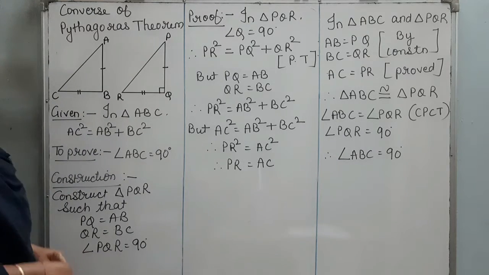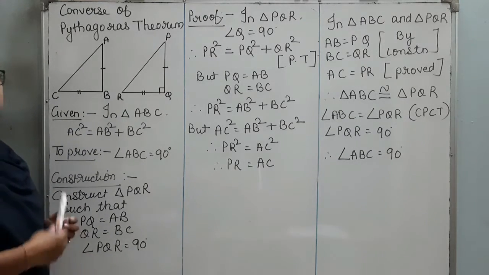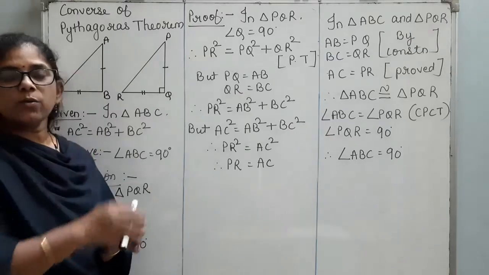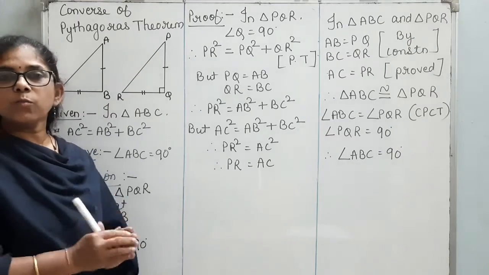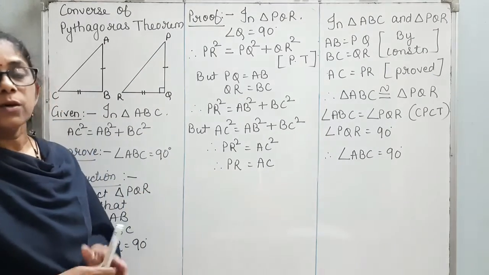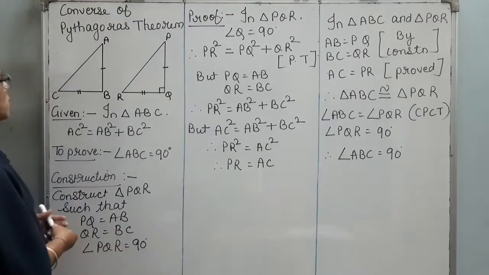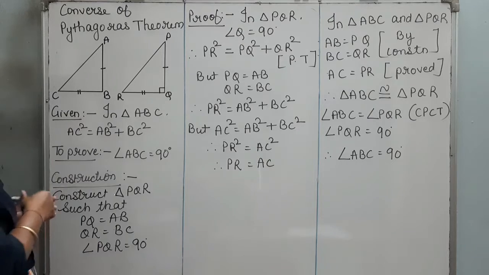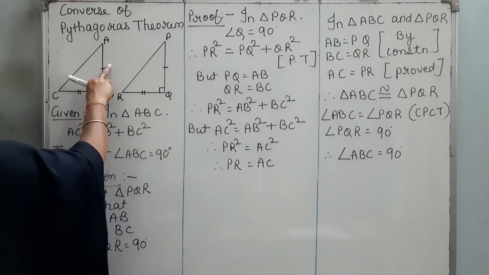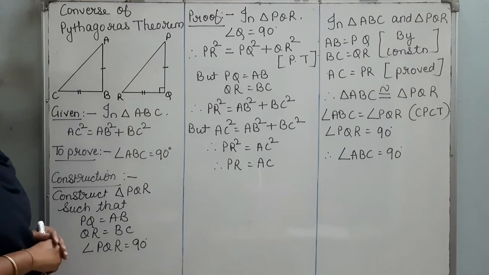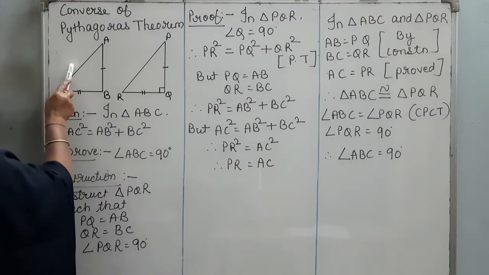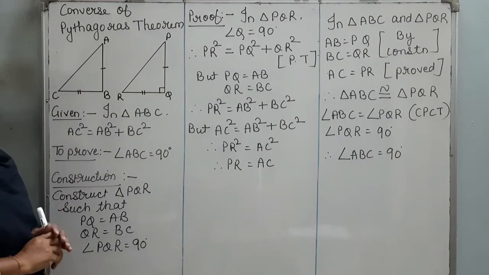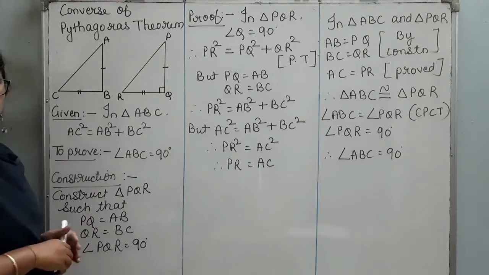So here what Pythagoras theorem says is that in any right angle triangle, the square of the hypotenuse is equal to the sum of the squares of the other two sides. The converse says that if in a triangle, the square of one side is equal to the sum of the squares of the other two sides, then the angle which is opposite to this first side is a right angle. This is what we have to prove now.